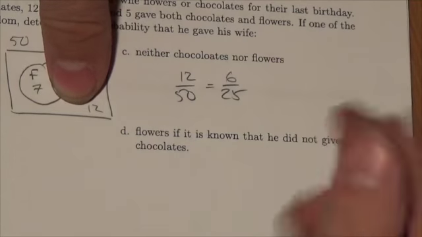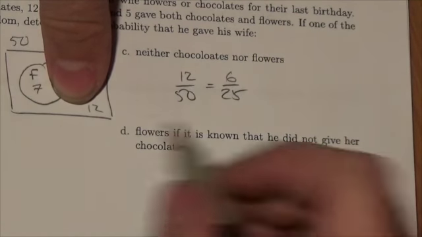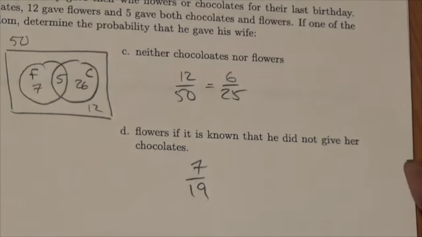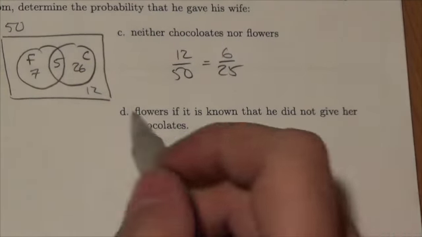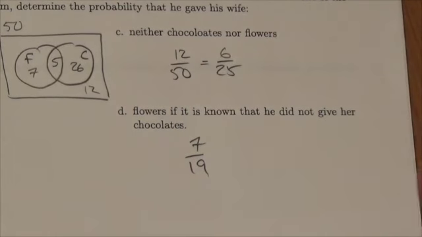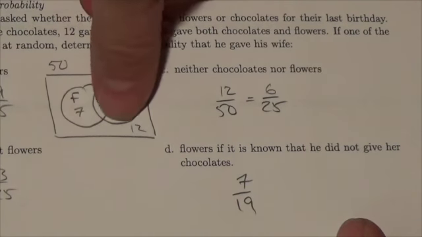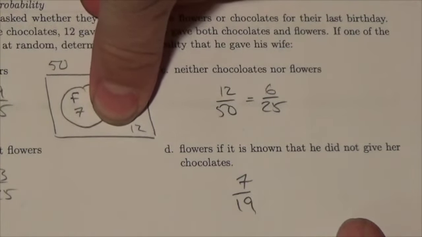So from that group, what's the probability that they did give flowers? Well, there were 7 of them there. So that is 7 out of 19. So this is a problem here where we are reducing the sample space that we are considering. We're not looking at that overall group of 50. We're looking at that subset, getting rid of the people that did the chocolates.